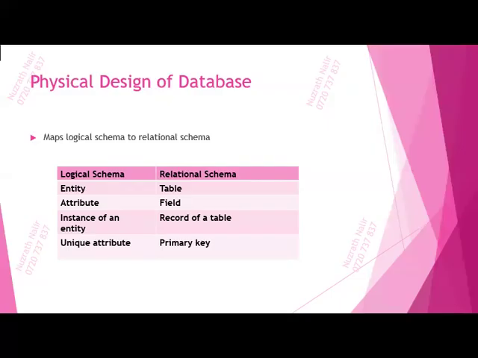Now look at this one, the logical design, you know, entity. In this logical schema we use the term entity, but in the relational schema, which means the ER diagram, we use the term table. Attribute, we use the term field. An instance of an entity, we use record of the table. Unique attribute is called primary key. You understand? So gradually it is turning into the ER diagram. Now you can easily understand that.